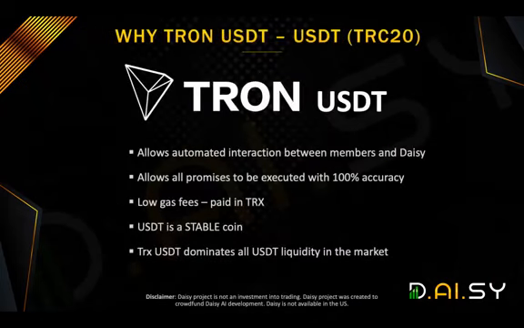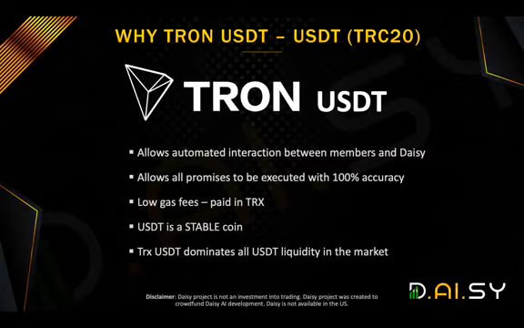Now, why Tron USDT? It's important to understand that USDT is the cryptocurrency. We call it Tron USDT because it has to be transacted on the Tron blockchain. So I would use the term that you're going to see on the exchanges, which is USDT on the TRC20 network. That's on the Tron blockchain. You see, it allows automated interaction between members and DAISY, but it also allows all promises to be executed with 100% accuracy.